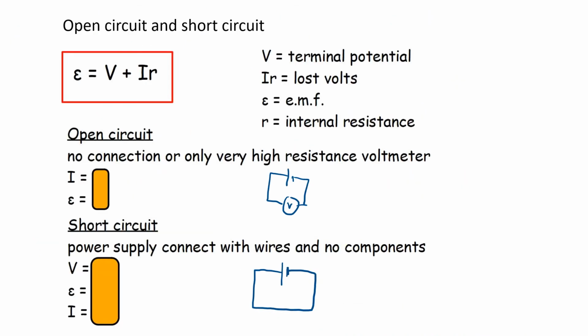We're now going to think about two situations, special cases if you like, where we have an open circuit and where we have a short circuit. So what do we mean by open circuit? So where there's no connection, or where only a very high resistance voltmeter is connected. What would happen to the current and what would happen to the EMF? And where there's a short circuit, so that means that the power supply is connected with wires only, but no components. That's called a short circuit, where there's basically no resistance, no load resistance.